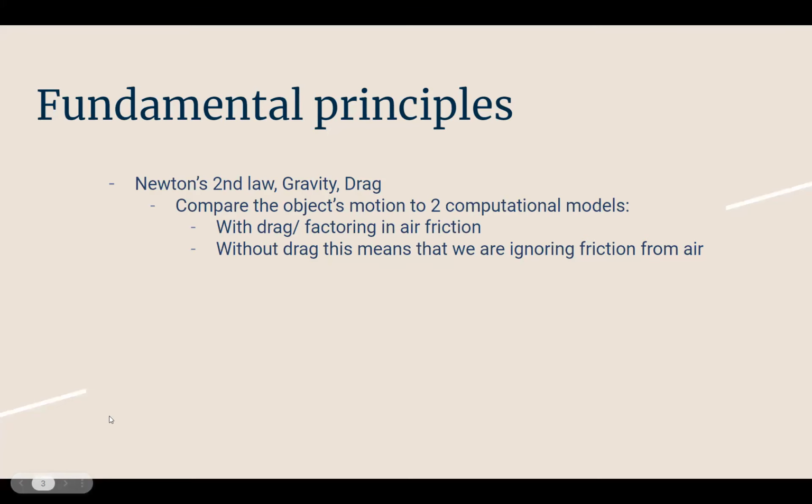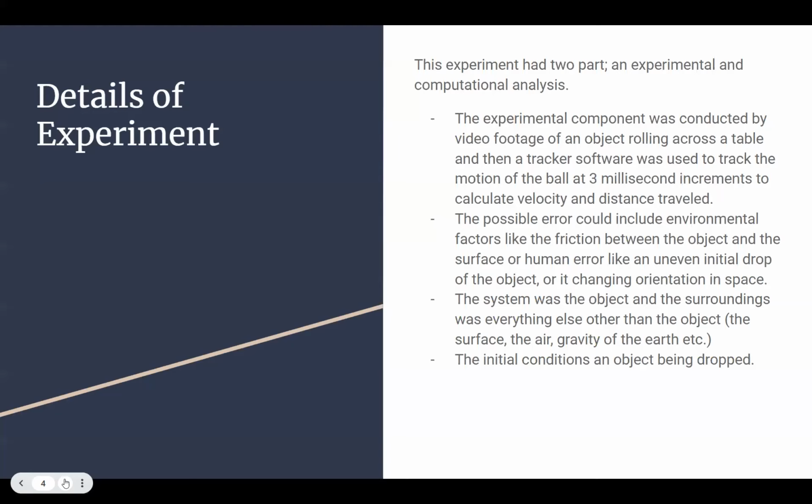And then some fundamental principles were Newton's second law, general kinematics, gravity, and drag, which is basically air friction, the force that's pushing up on the object when it is falling, in the opposite direction of gravity. And then we compared the object falling in the simulator with two different factors, factoring in air friction and ignoring air friction, or with drag, which is the opposite force to gravity.